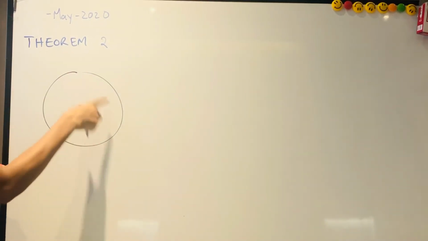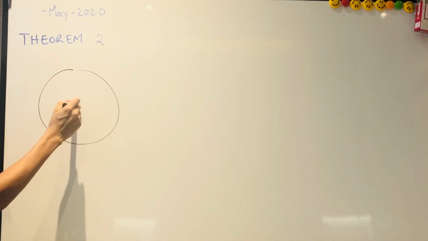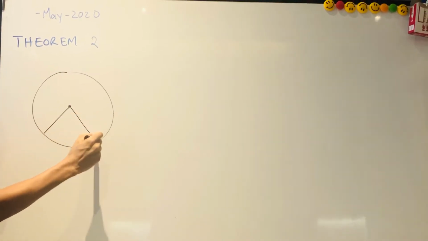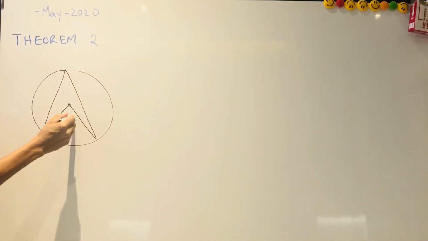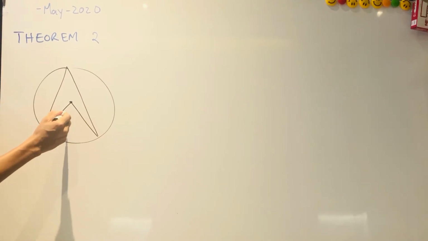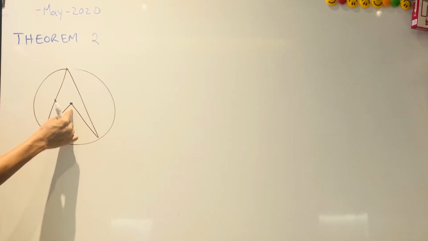Okay, now let's go back to what we started with in theorem 1. Let's say we have that angle there, right? We know that the angle at the center is twice the angle at the circumference.